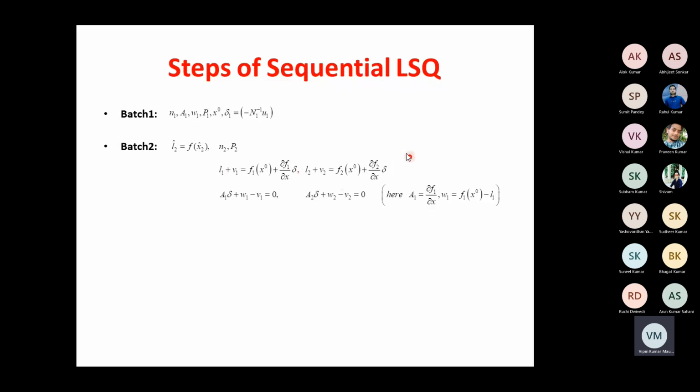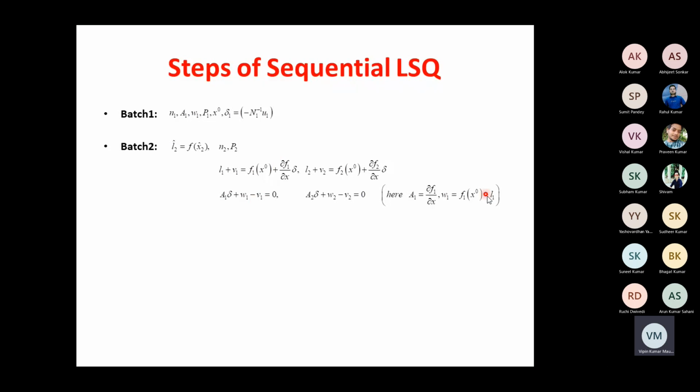Similarly, we can write the second equation L2 equal to f(x2). So if we write this equation, you can write A1 delta using these equations, plus W1 minus V1. You know about A1; it is made from the Jacobian matrix, it is the design matrix. And what is W1? W1 is F1(x0) minus L1. This F1(x0) will be a constant, L1 will be a constant or a single column matrix, so its difference will be the W1 here.